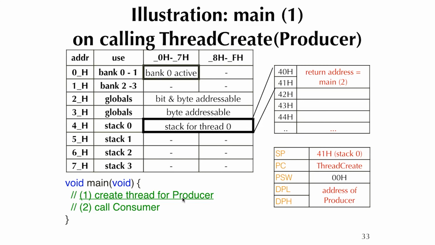Well, remember when you do create thread, you pass the function pointer to the function you want the thread to run, right? And what do you want to run? Because we want to run producer. That means the address for producer is passed as a parameter. And that is in DPL and DPH, right? And so ThreadCreate gets the DPL, DPH as the address that you want a new thread to run.